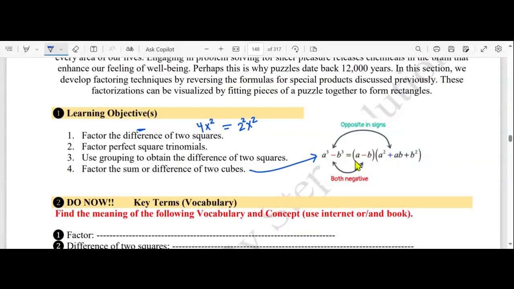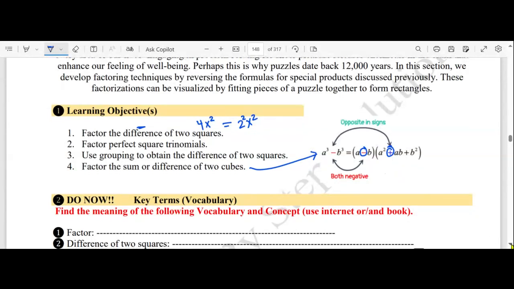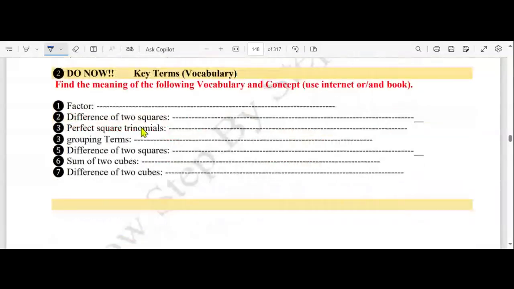You square the first term, square the last term, and then multiply the first term by the second term, and the sign has to be the same. I'm sorry, the opposite. But this one is going to be the same. So the first one is the same. The second one will be the opposite, the middle. As you know, you need to find the meaning of those words on the internet or in the book.